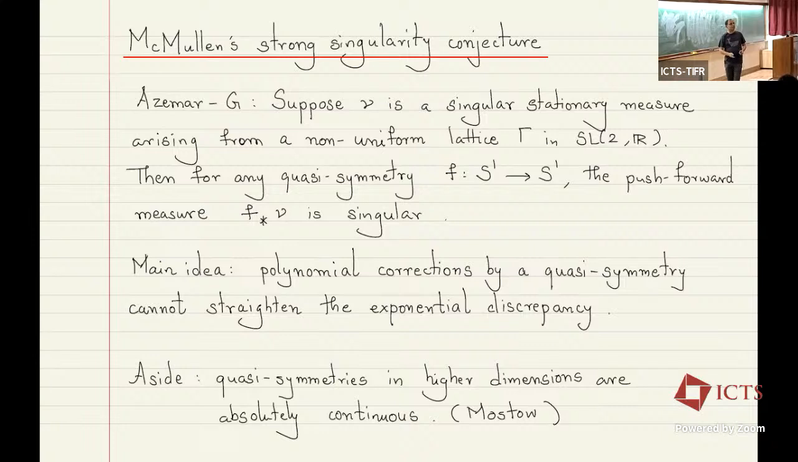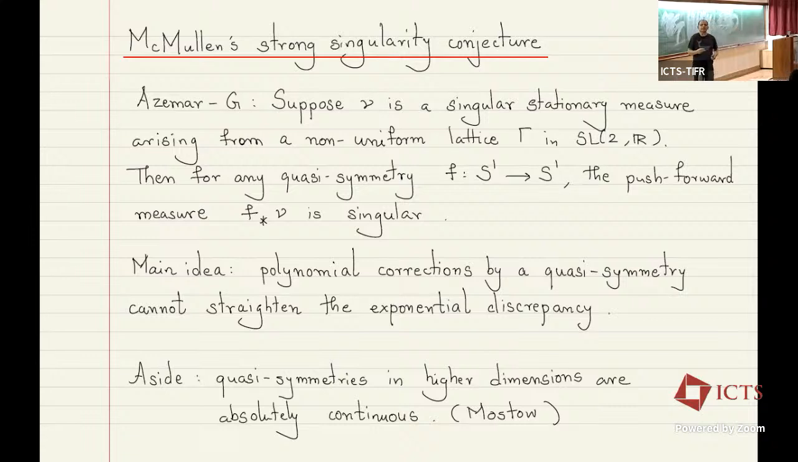You cannot straighten the stationary measure by any quasi-symmetry, and I'm not even requiring pi1 equivariance here. Take any quasi-symmetry of the circle, and push forward your stationary measure by it, and it remains singular. The main idea of the proof is the following: quasi-symmetries can make you singular, meaning the Radon-Nikodym derivative at almost every point is blowing up.